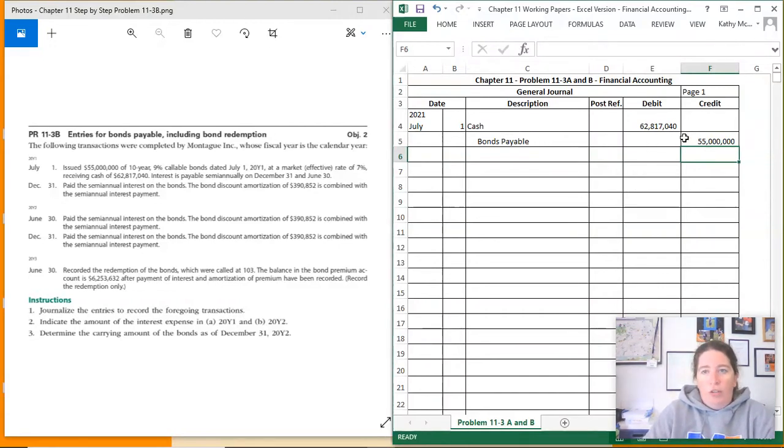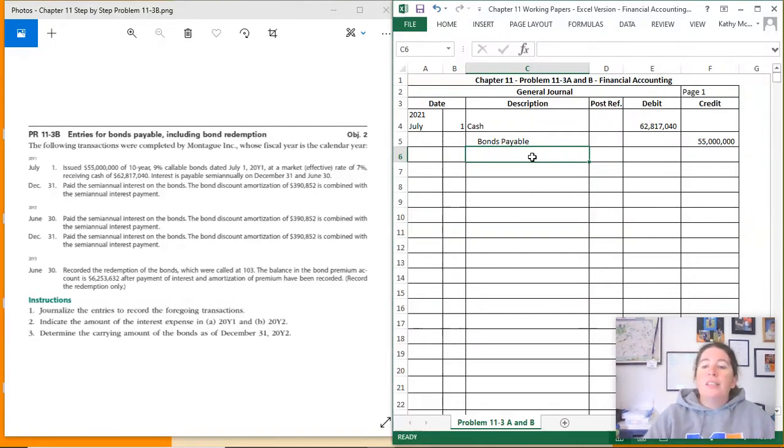Obviously, our debits and our credits are not equal, right? Because 62 million does not equal 55 million. And our debits and credits have to equal. That's the basis of accounting, to make sure everything is in balance. So we have something called a premium on a bond, and we have something called a discount on a bond. Please note that the problem we're doing right here works with a premium.